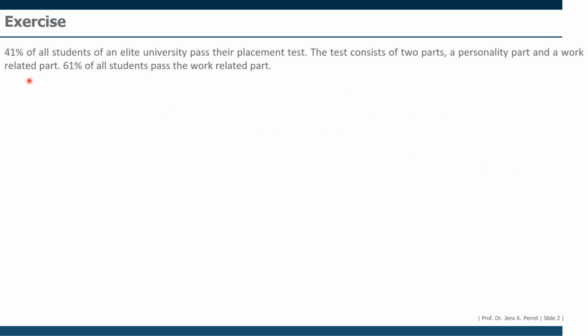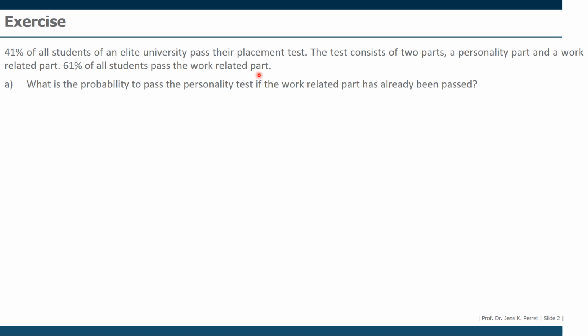Here we have 41% of all students of an elite university passed their placement test. The test consists of two parts, a personality part and a work-related part. 61% of all students passed the work-related part. Then we have three exercises on this information.